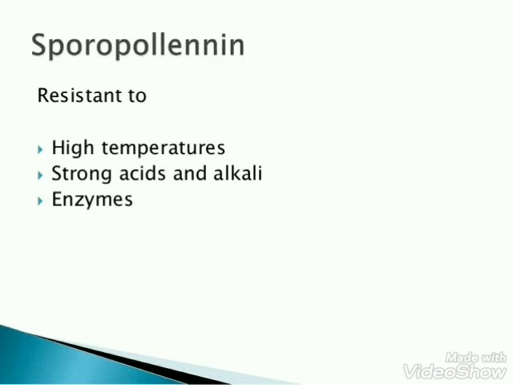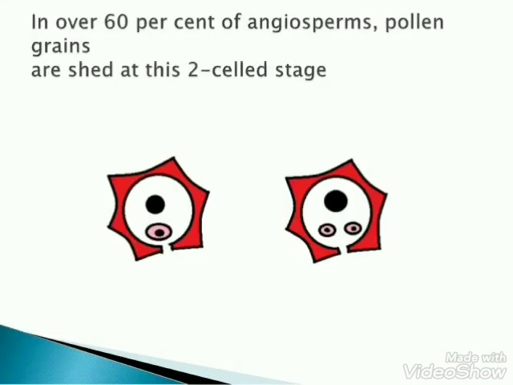The exine is a hard layer made up of sporopollenin which is resistant to high temperature, strong acid and alkali, and enzymes. In the majority of angiosperms, pollen grains are released in this 2-cell stage, whereas in other species, the generative cell divides into 2 male gametes and thus the pollen is said to be at 3-cell stage.